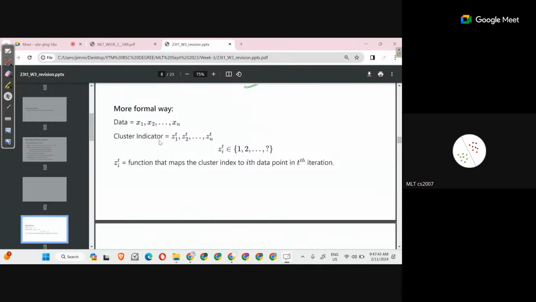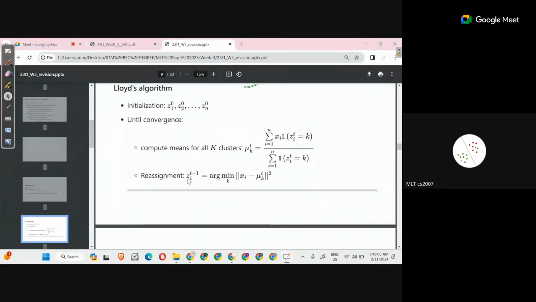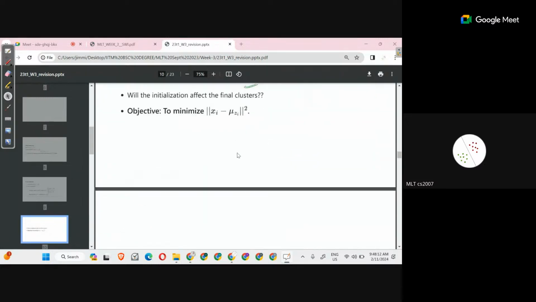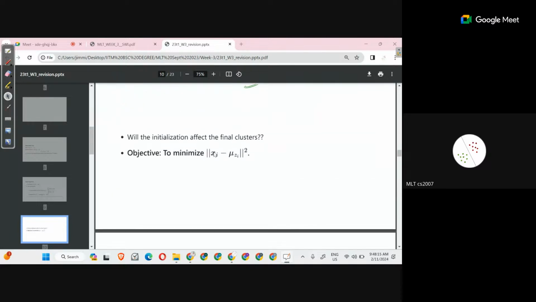Okay, so these were our data points, and these are the cluster indicators, which show which cluster x1 falls in. We represent it using z1t, where t represents the iteration number. Here, the cluster center is nothing but the average of all the data points inside that cluster. Our objective is always to minimize this value, right?